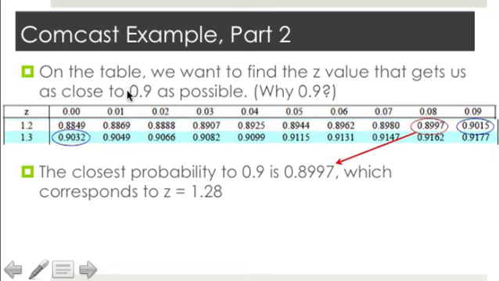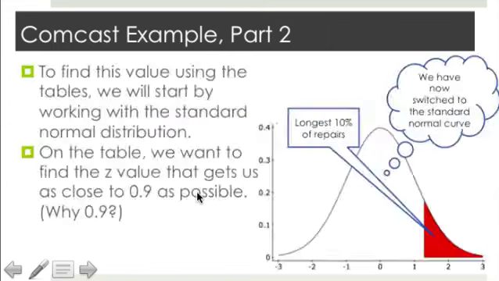In this case, since we're looking at 0.9, we need to go to this one, which is closest to this value. This corresponds to a z-value of 1.2 with a hundredths value of 8, so a z-value of 1.28. Now we know, going back up to this picture, that the z-score that corresponds to the probability that we care about is 1.28 right here on this edge.